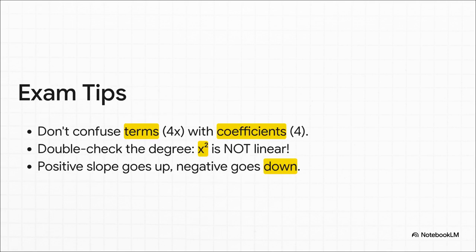Listen up, because here is a secret for test day to help you dodge the most common traps examiners love to set. First, do not confuse terms with coefficients. In the expression 4x, the whole thing, 4x, is the term, but the number 4 alone is just the coefficient. Second, always double-check the degree. Examiners love to sneak in an x squared, like x squared plus 5x, just to trick you. That is quadratic, folks, not linear. Finally, when you're graphing, just use your common sense. If your slope A is positive, your line should go uphill from left to right. If it's negative, indicating decay, it absolutely must go downhill.